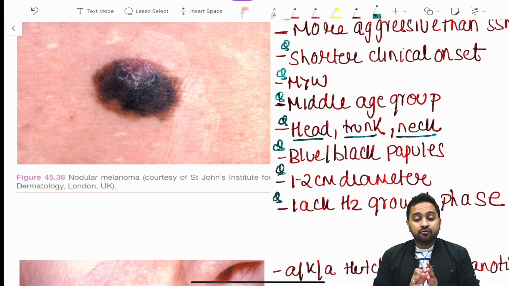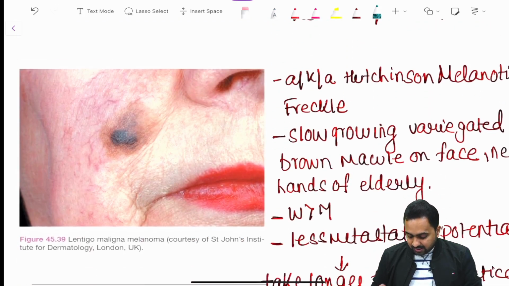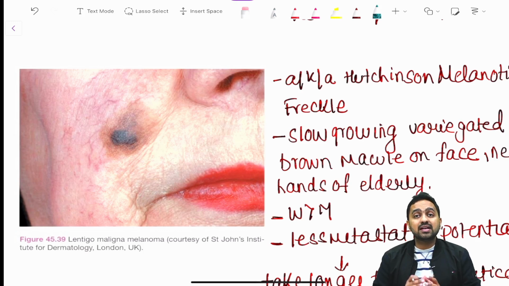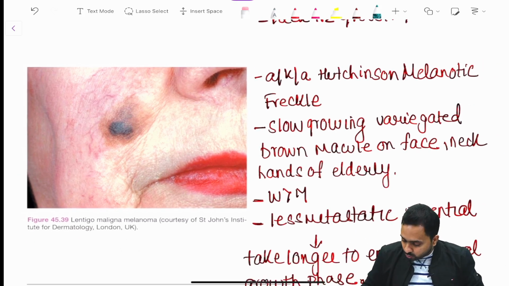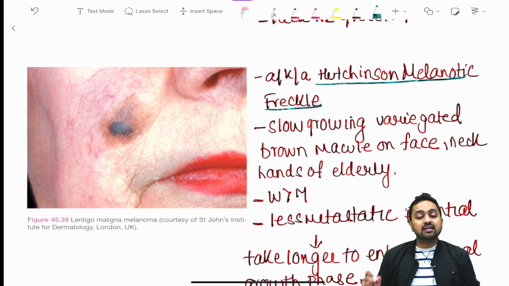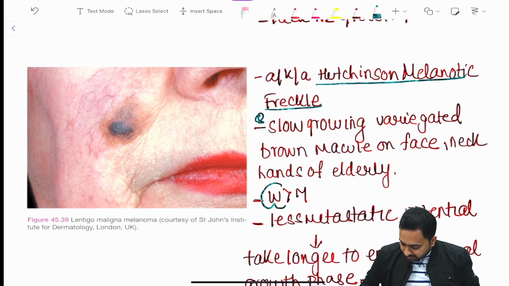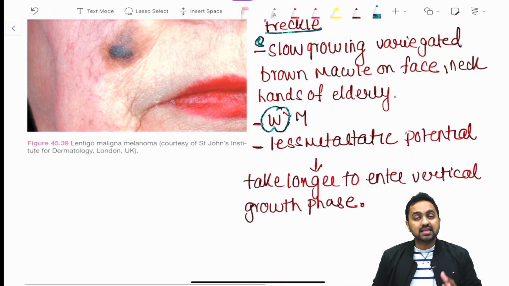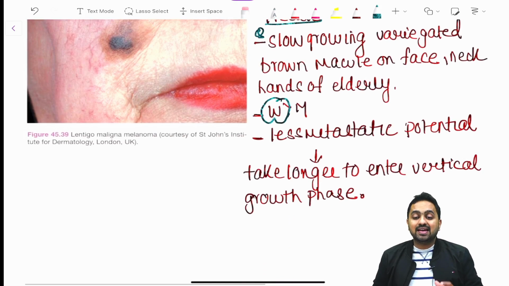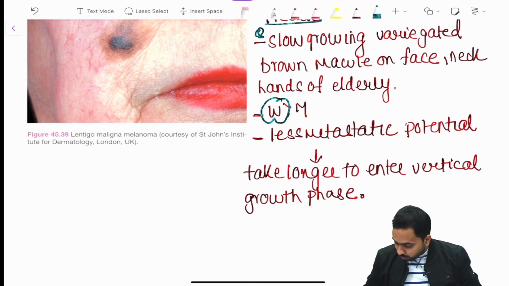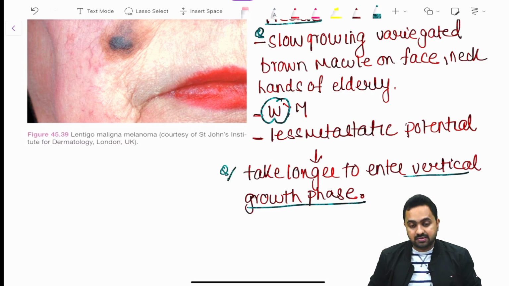So these are your few important points with respect to your nodular melanoma. Then this image is your lentigo maligna melanoma, which is responsible because of cumulative UV exposure and has a late onset of disease. Now this is also known as your Hutchinson melanotic freckle. It is a slow growing variegated brown macule on face, neck, hands of elderly, more common in women compared to men. Then it has a less metastatic potential and it takes longer to enter your vertical growth phase.